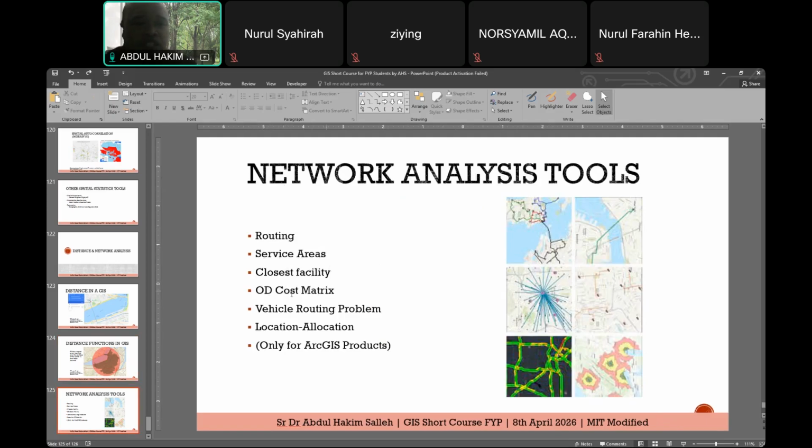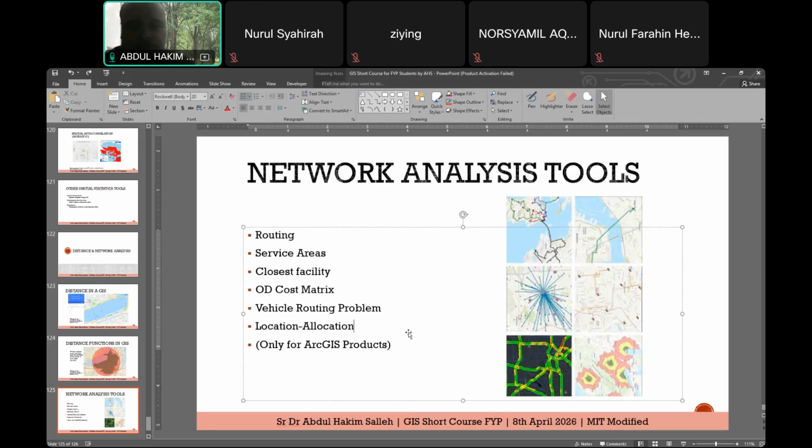This one uses raster. Vehicle routing problems. Just like my PhD, I did this. Out of many analysis tools, I just focused on this one. This one can also be extended into 20 different types of VRP, locations, allocations, and so on.